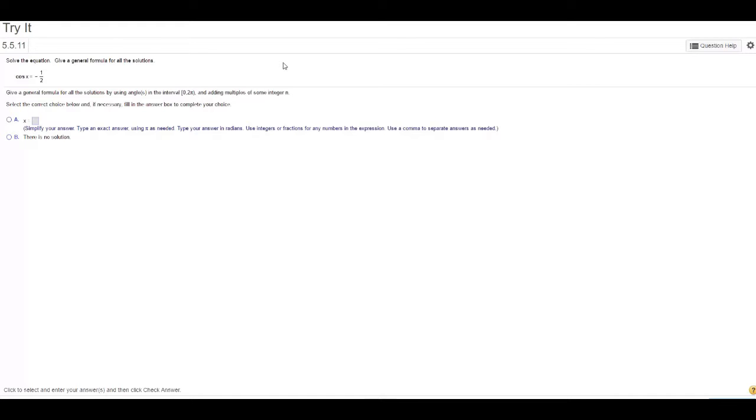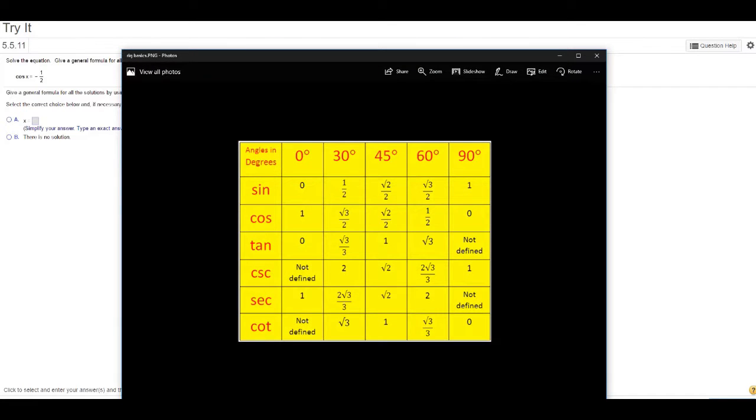Okay, first one up, we have cosine of x equals negative 1/2. There's no actual algebra to do. It's already given to us, just a single cosine x. So we're going to pull up our chart here. Cosine 1/2, 60 degrees. 30 degrees was pi over 6, so 60 degrees is just going to be pi over 3.